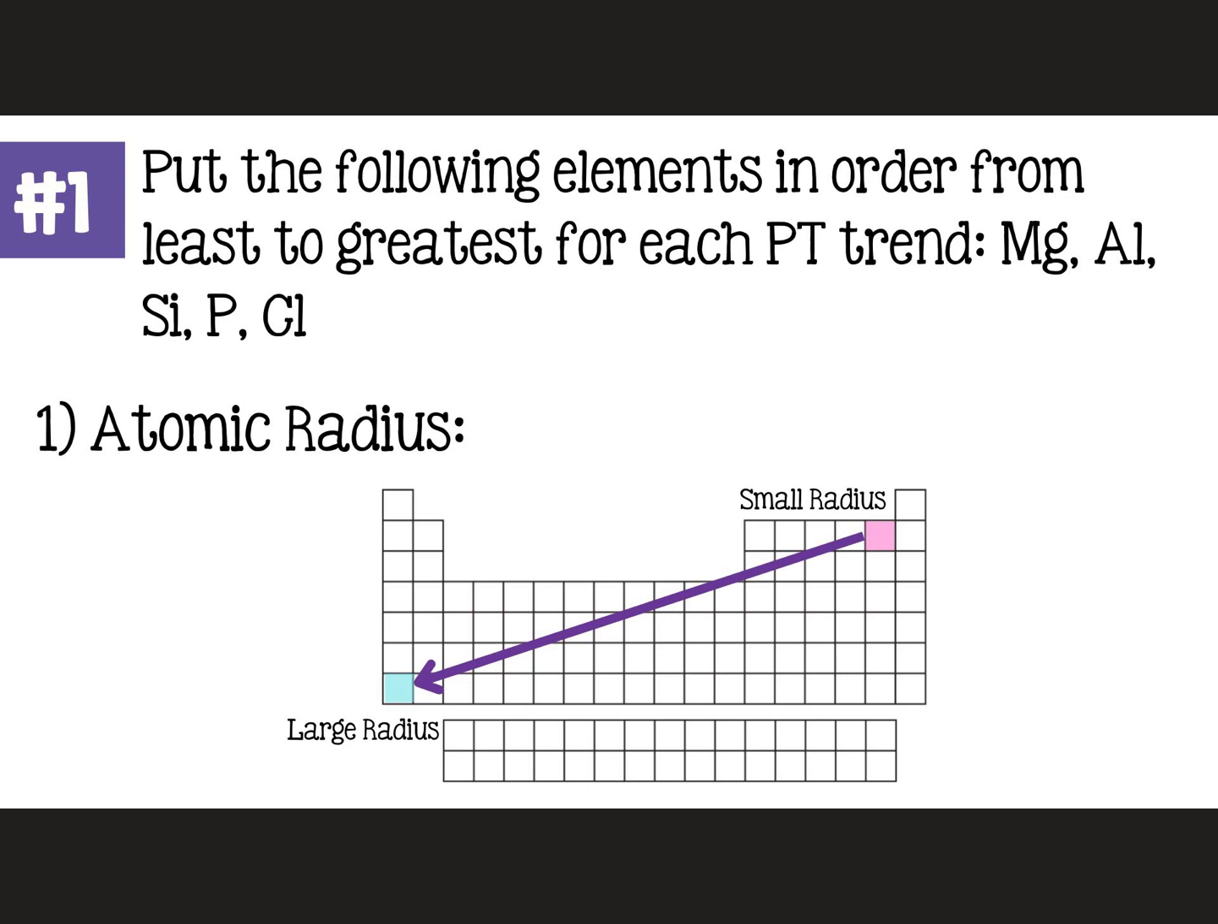All five of these elements are in period 3 on the periodic table, so we're going to start from the smallest on the right and go to the largest on the left. So chlorine followed by phosphorus, then silicon, then aluminum, and finally magnesium.